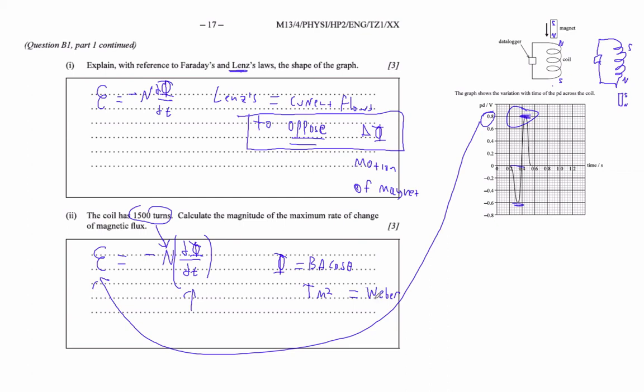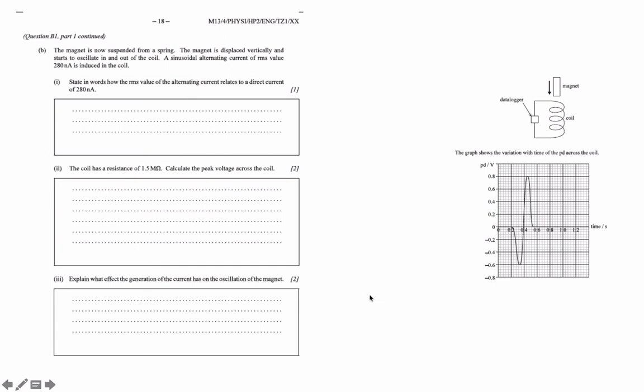Okay, let's go look at the next page here. The magnet is now suspended from a spring. Okay, so there it is, right? And the magnet now oscillates up and down. A sinusoidal alternating current with an RMS value of 280 nanoamps is induced in the coil.